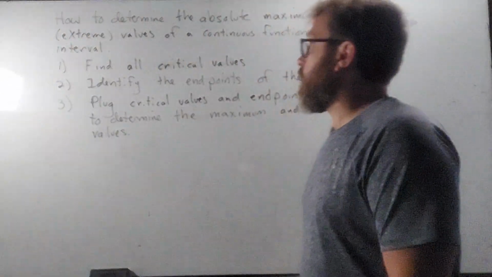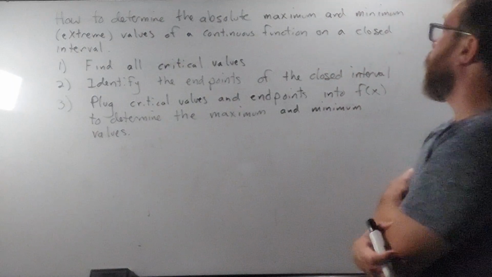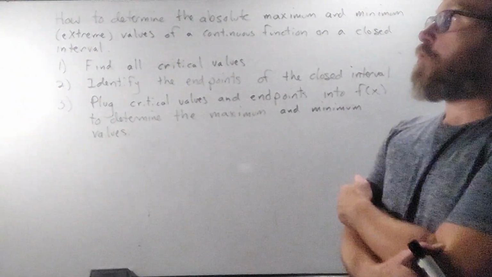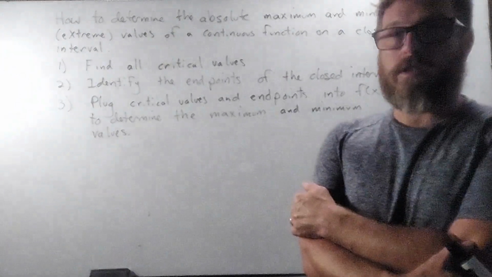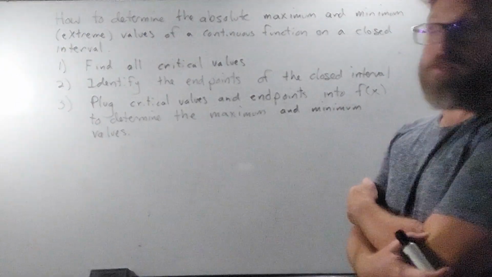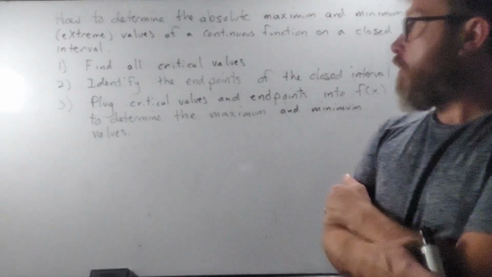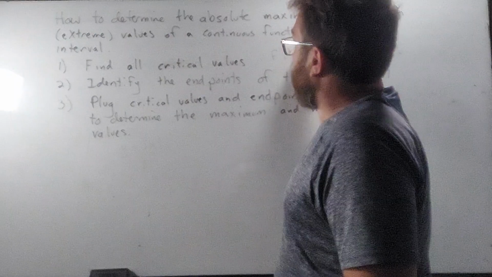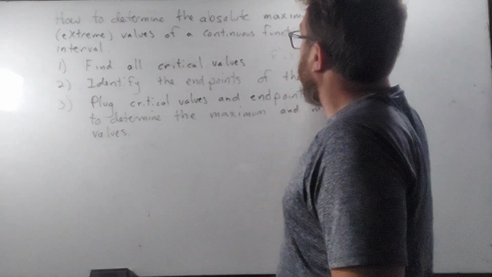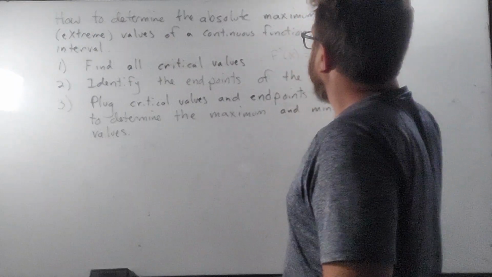So finally, the main objective of this is how do we determine an absolute maximum and minimum, or how do we determine extreme values of a continuous function on a closed interval? This is the set of steps that we're going to use to determine these. First, we're going to find all the critical values. So, we're going to figure out where f prime of x is equal to 0 or undefined.